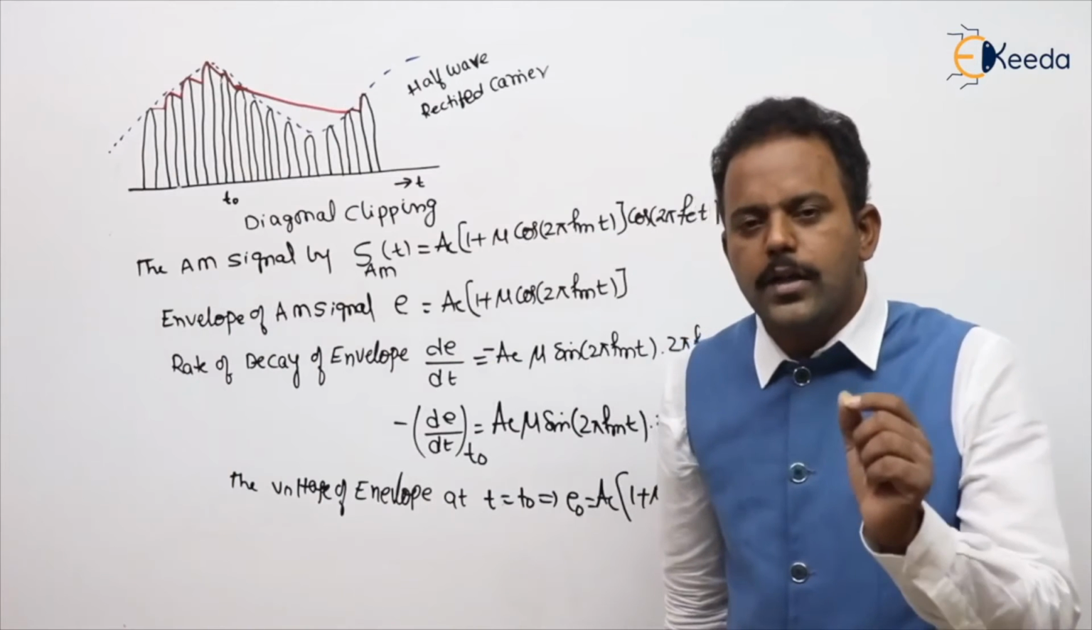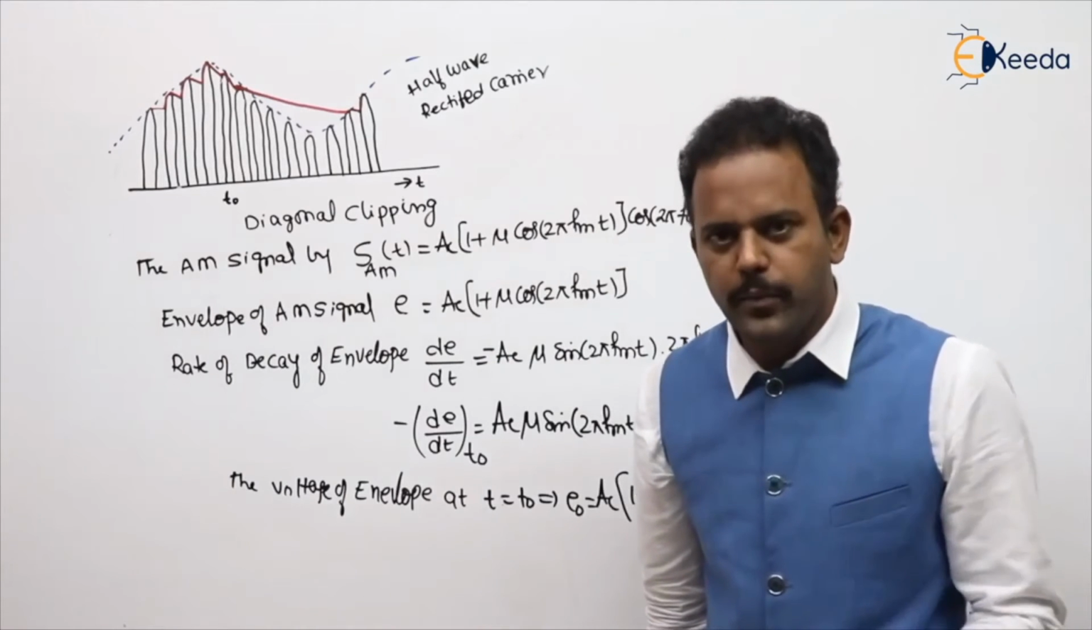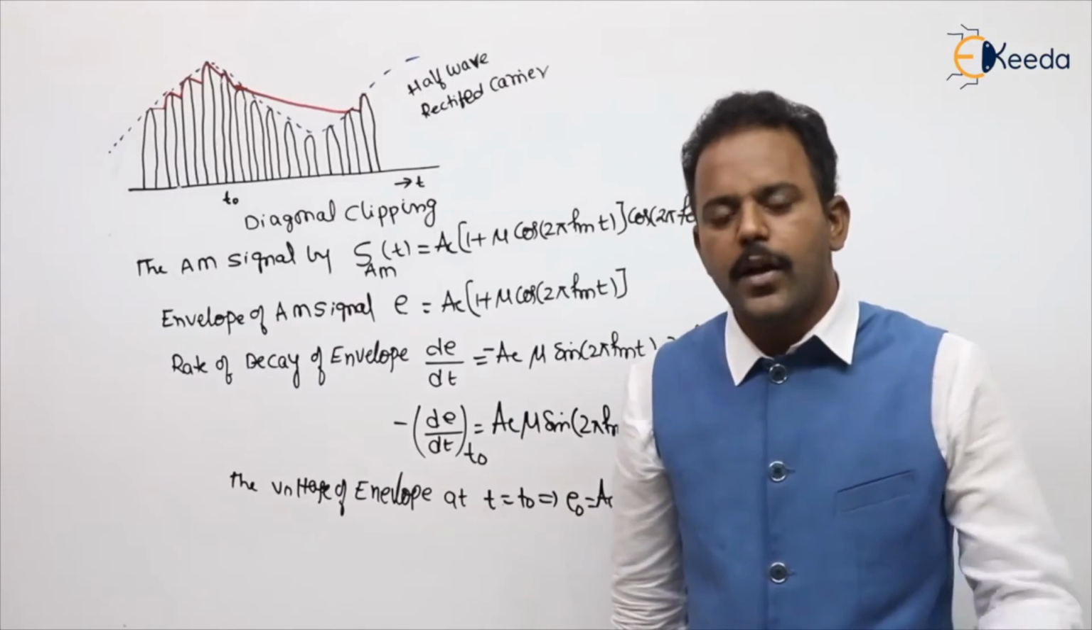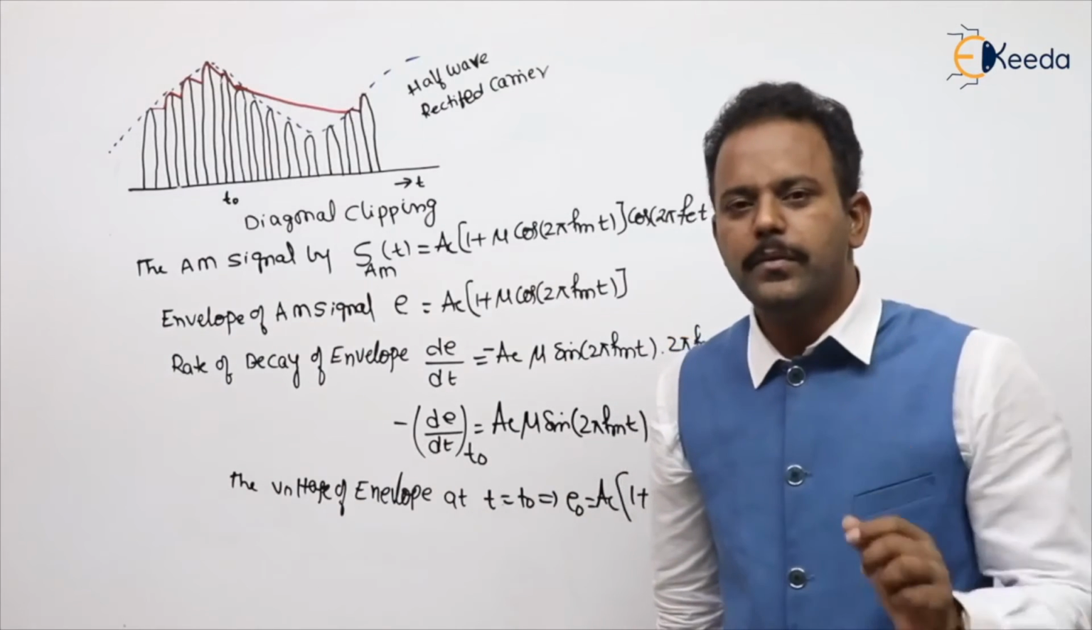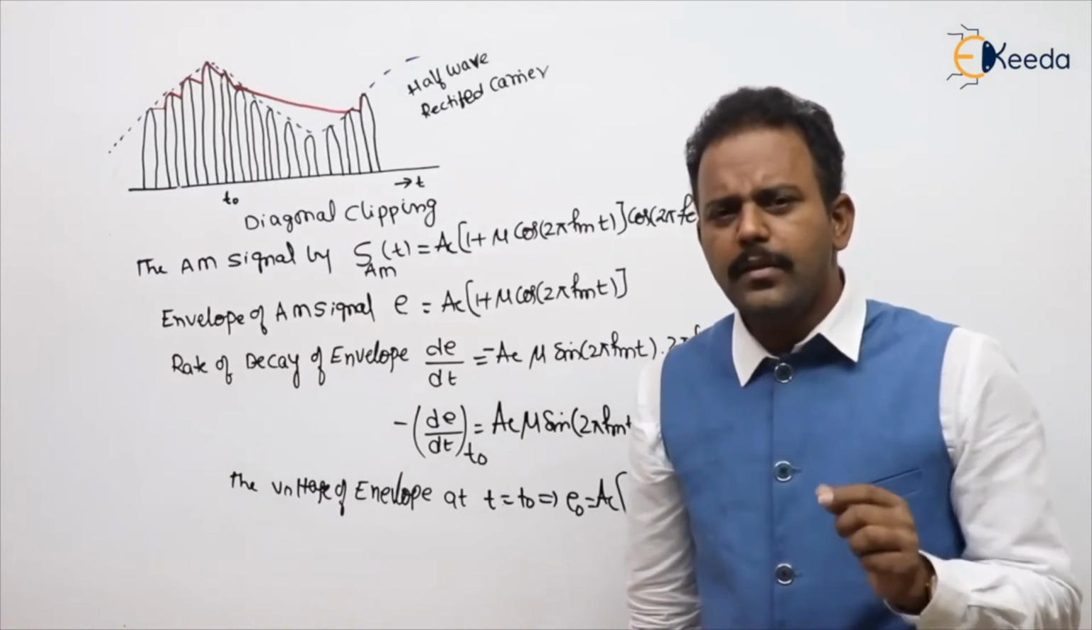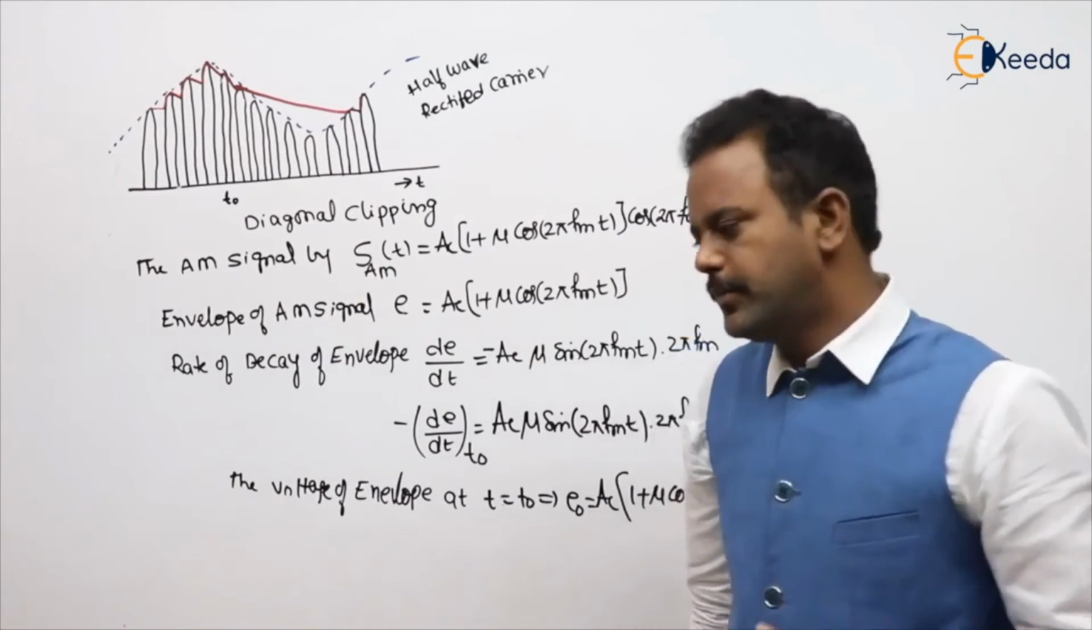Now the capacitor is going to discharge from this initial voltage of E naught. Now at any instant of time, what is the expression for the voltage in the capacitor?